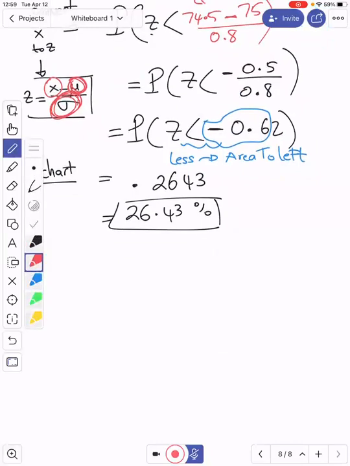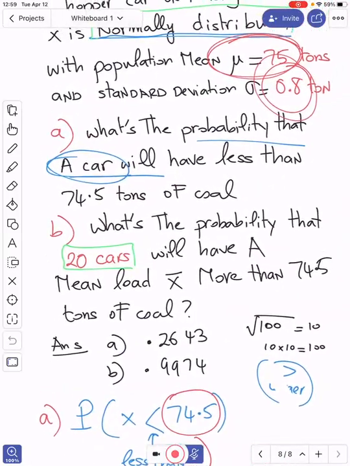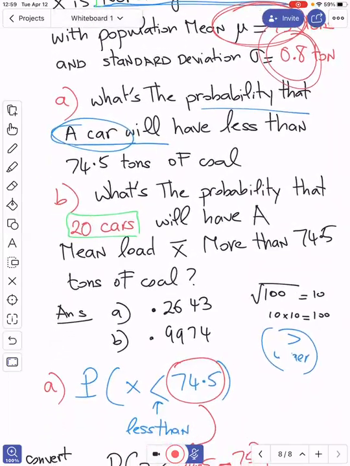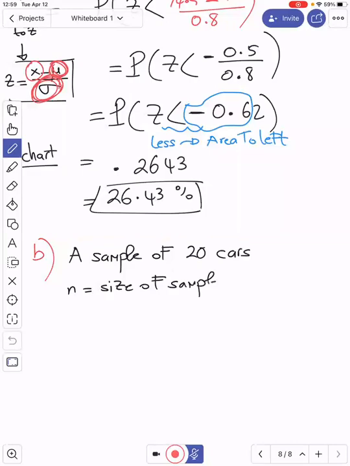So now for B. In B, we have a random sample of 20 cars. So the size of the sample, n, is 20.